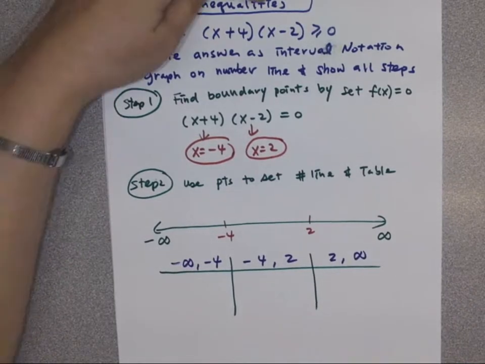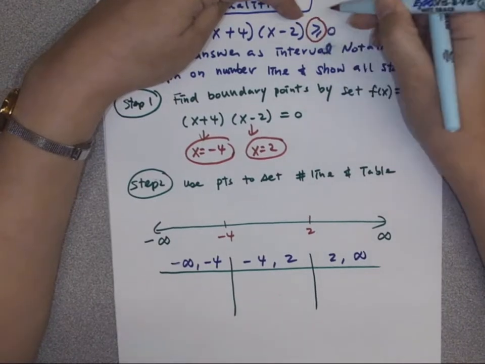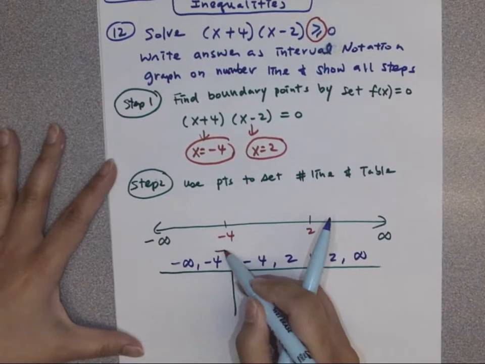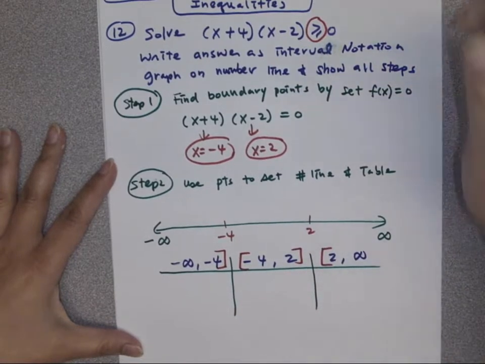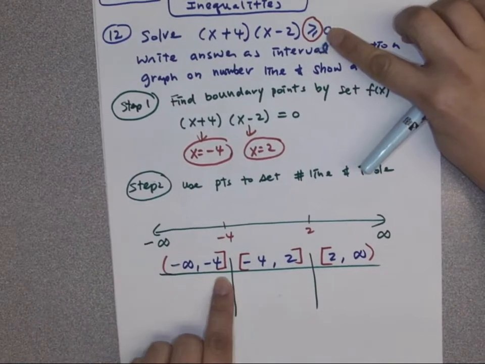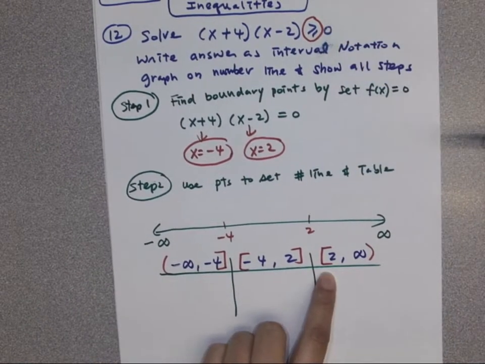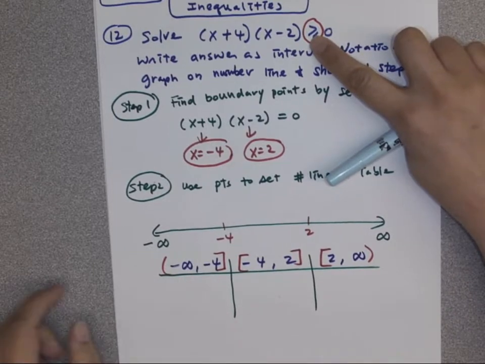And looking at the original question, because it comes with equal, we use brackets except for the infinity ones. So if it has equal, then you use brackets. But if you have not the equal, just greater than or less than, then you use parentheses.